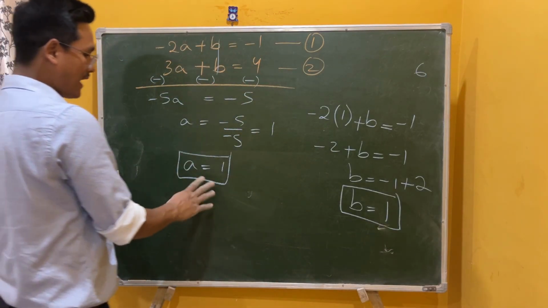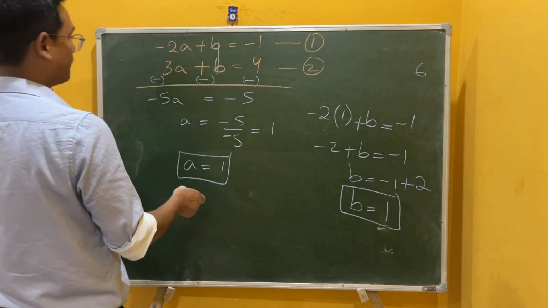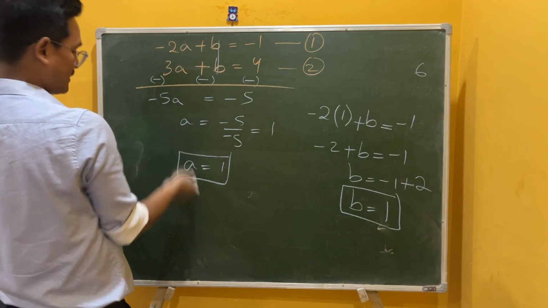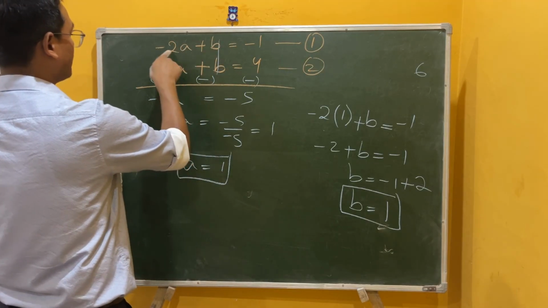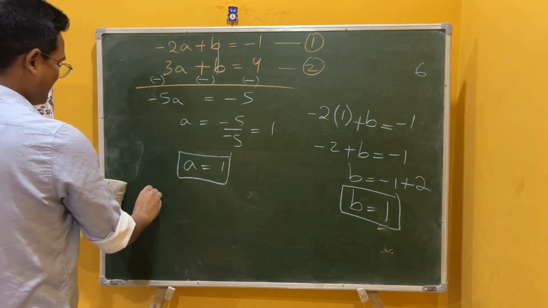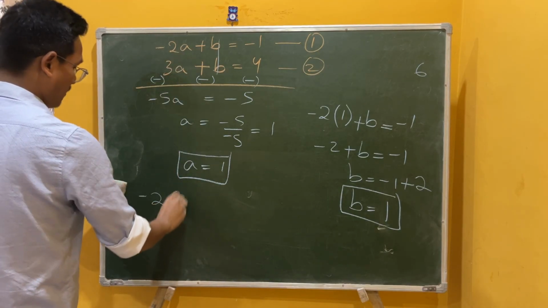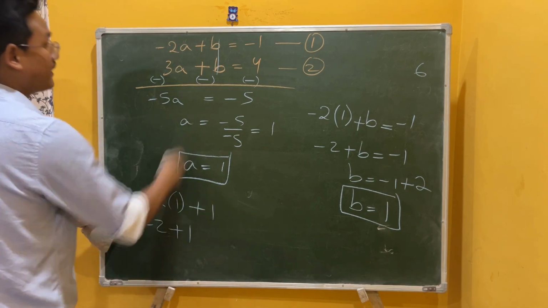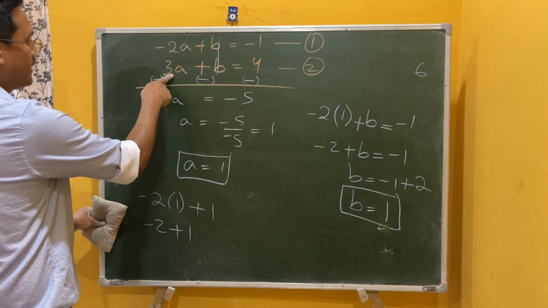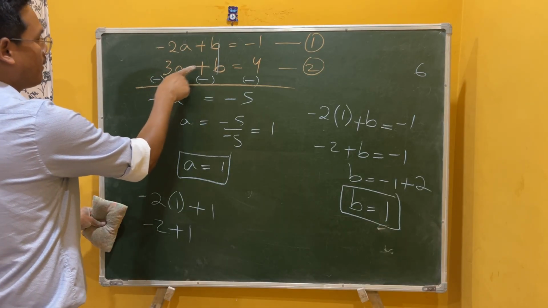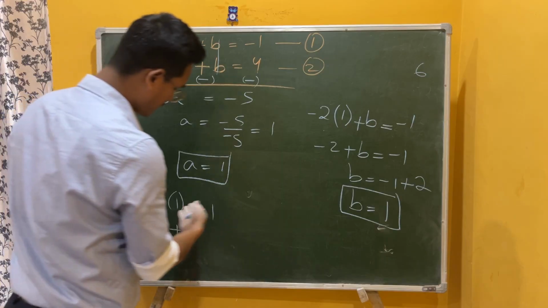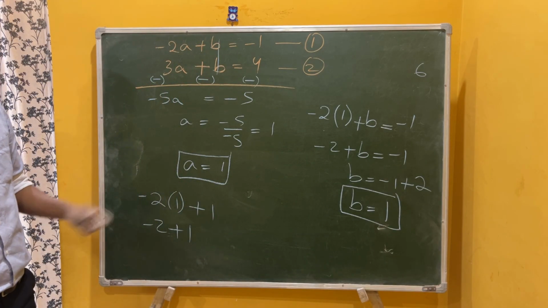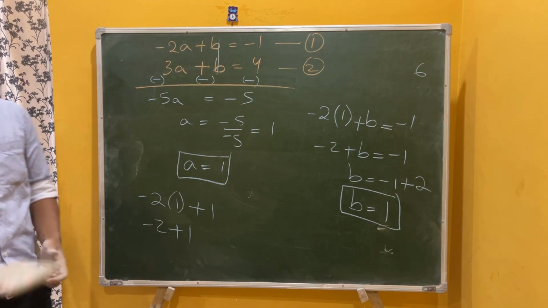You may verify the values by substituting them in one of the equations. Let's say a is 1 and b is 1. Put it here. So this is going to be minus 2 into 1 plus 1, so minus 2 plus 1, it is minus 1. Put it here, minus 1 is 3 plus 1 is 4. So our answer is correct. So this is how it's done. Let's move on to another question.